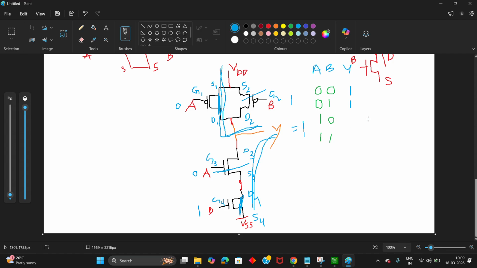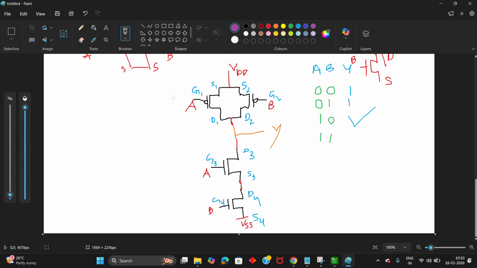Now you do the third case, 1 0. This is for you. Just verify whether it is going to work or not. I am going to discuss with you the 1 1 case, the last case. Let me apply 1 1.